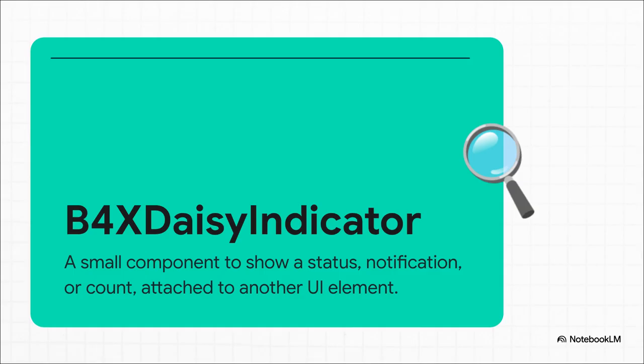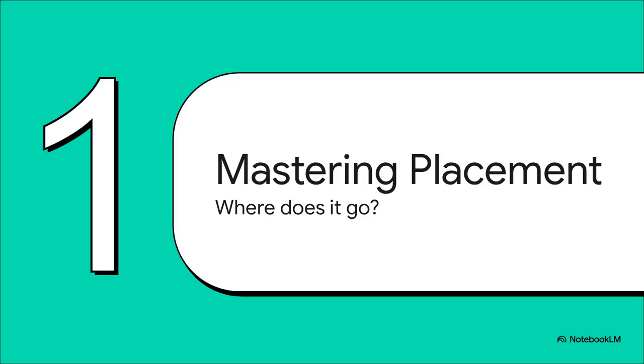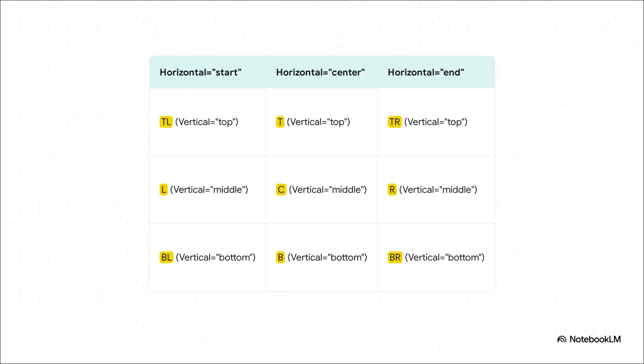You can kind of think of it like a smart little sticker you can pop onto any other view in your app to give users info at a single glance. All right, so first things first, where do you actually want this little indicator to show up? The component gives you total, and I mean super simple, control over where it sits next to the element it's attached to. And what's so cool here is how it all works. You just combine two simple properties, one for horizontal and one for vertical, and you can place the indicator in one of 9 different spots.